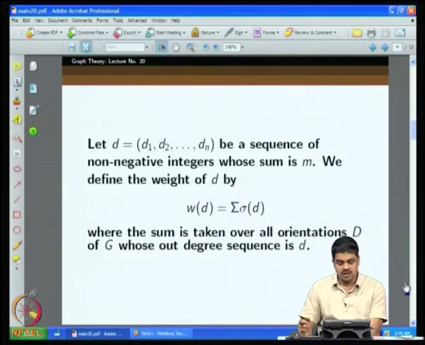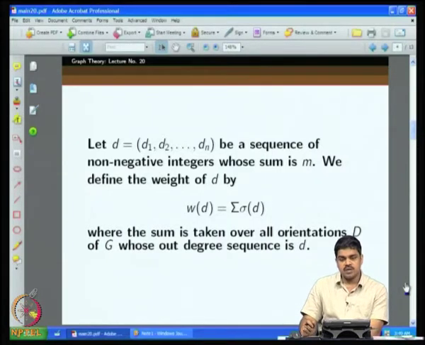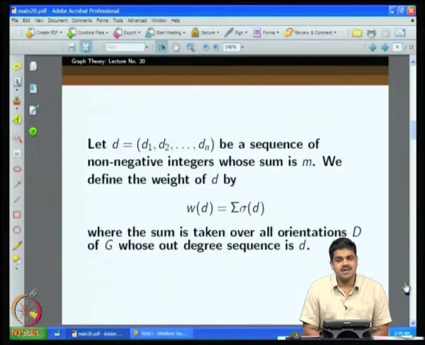So, given a particular degree sequence d1, d2, ..., dn, we collect all the orientations with that particular degree sequence, and then we consider the signs of each of them and sum up.